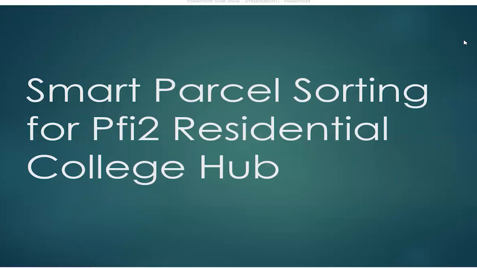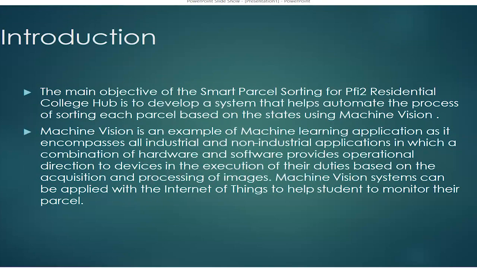Assalamualaikum dan salam sejahtera. So this is our project that's titled Smart Parcel Sorting for PF2 Residential College Hub. The main objective for the Smart Parcel Sorting for PF2 Residential College Hub is to develop a system that automates the process of sorting each parcel based on the state using machine vision.